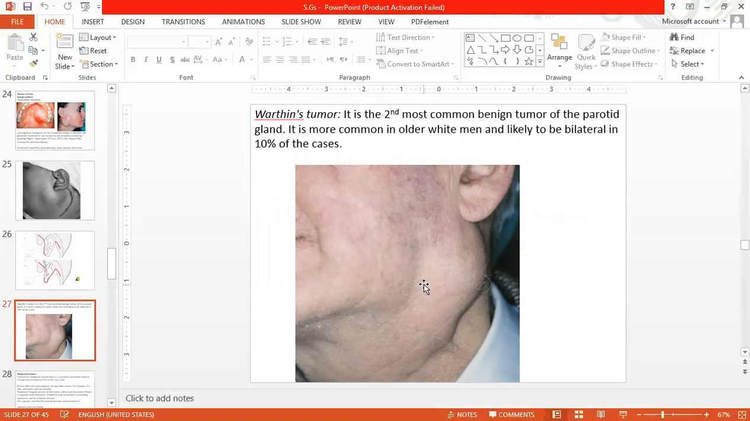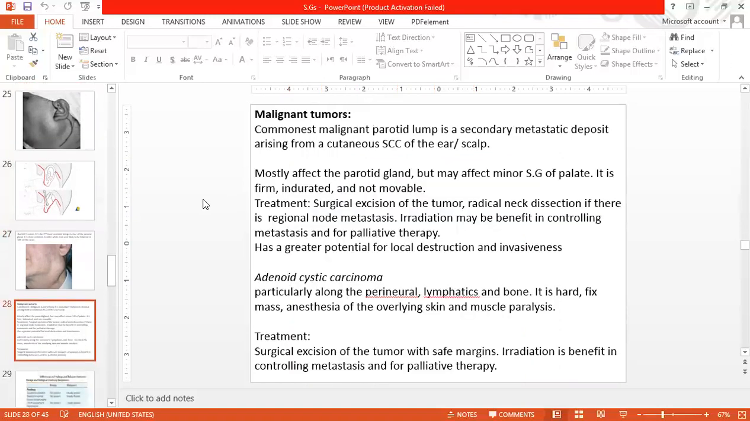For the Warthin tumor, which is the second most common benign tumor of the parotid gland, it mostly affects males, is mostly bilateral, and may be associated with smoker patients. For the malignant tumors, we also have some malignant conditions that may affect the salivary gland, for example adenoid cystic carcinoma or mucoepidermoid carcinoma, and the treatment of choice in this condition is surgical excision of the tumor with a safe margin, and irradiation is beneficial in controlling metastasis of the disease.